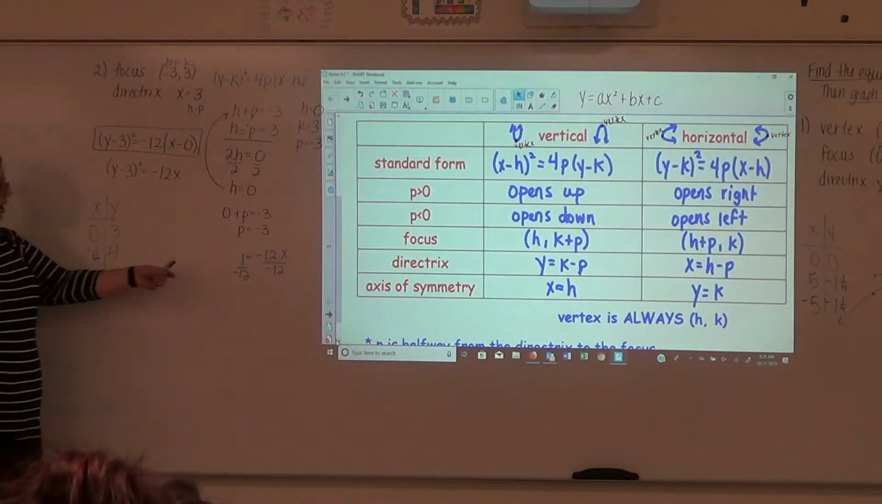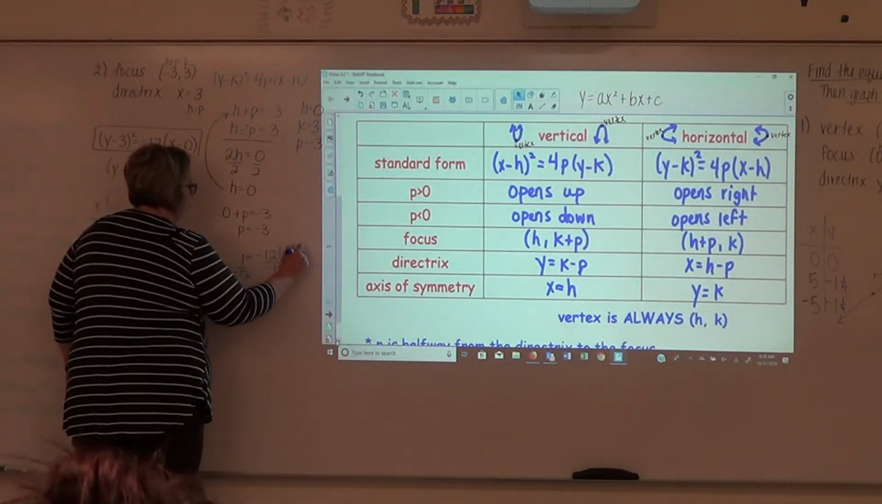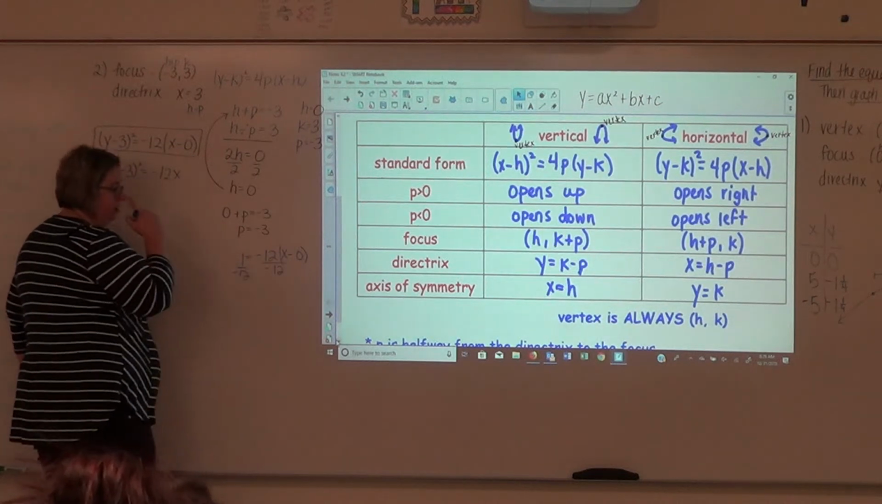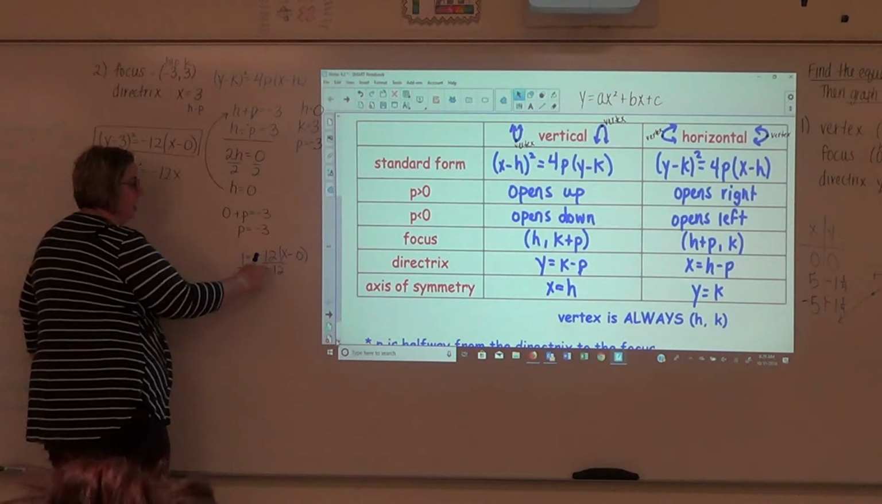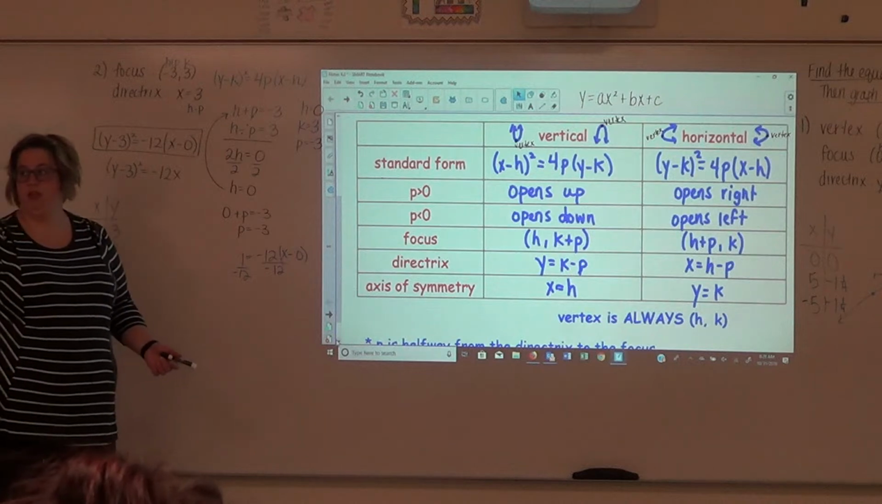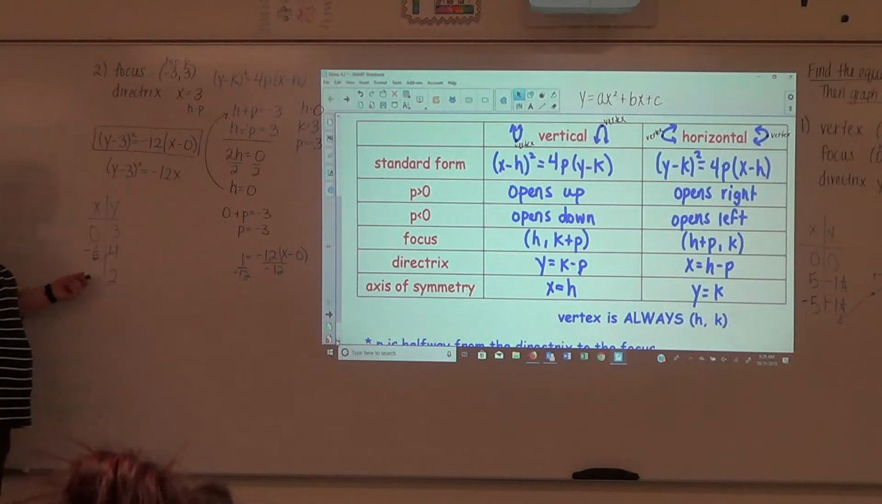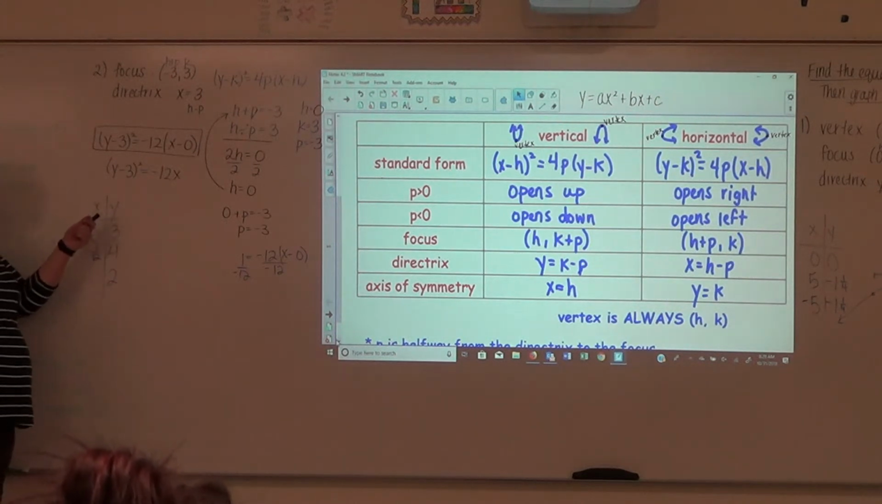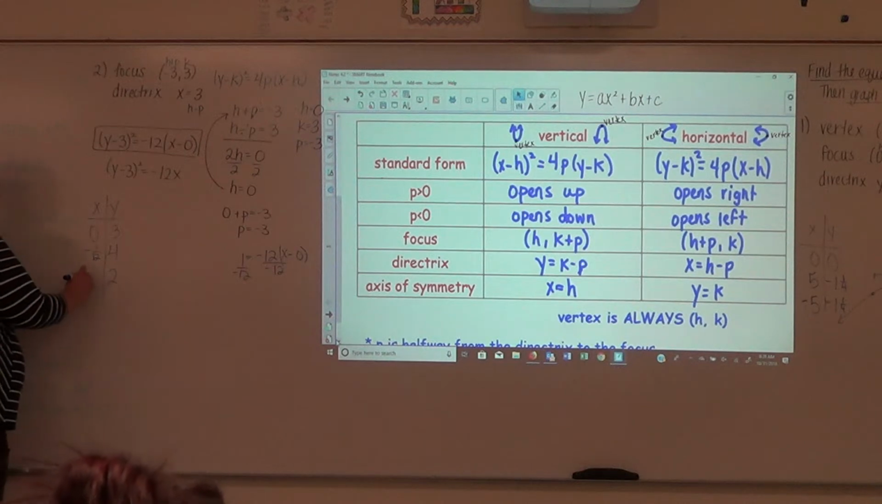Okay? Now, why did I get rid of the parentheses x minus 0? Because what is x minus 0? It's just x, right? So I didn't have to put that part on there. So then what would my answer be if I put 2 in for y? The same thing, because they're symmetrical.